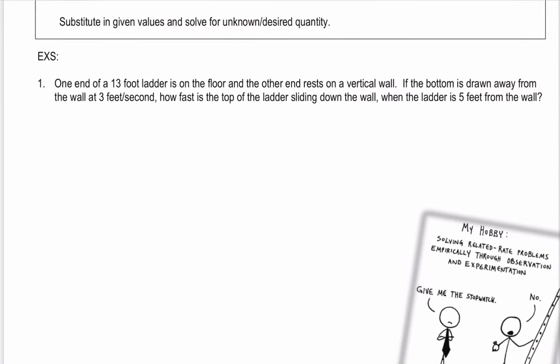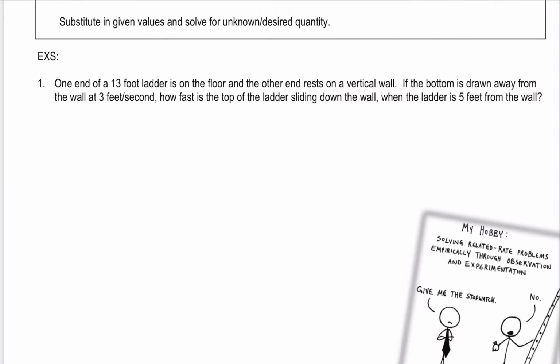So the first one, a classic first example of a related rates problem, says one end of a 13-foot ladder is on the floor, the other's on a vertical wall. The bottom is being drawn out at a constant speed of 3 feet per second. And we want to know how fast the top is sliding down at a particular instant.